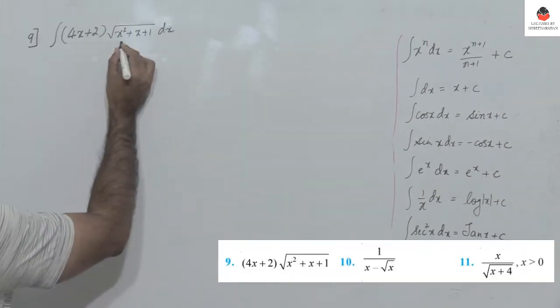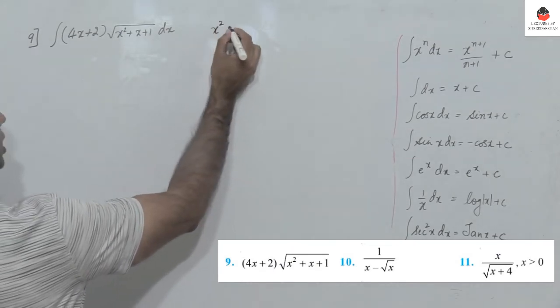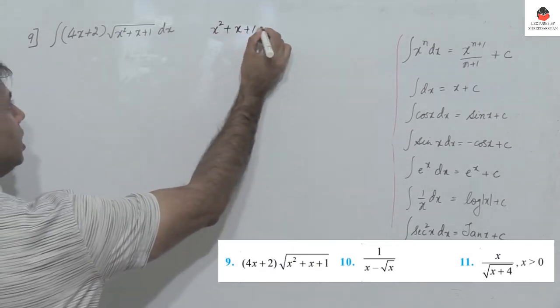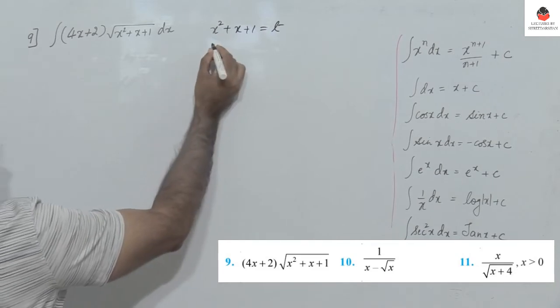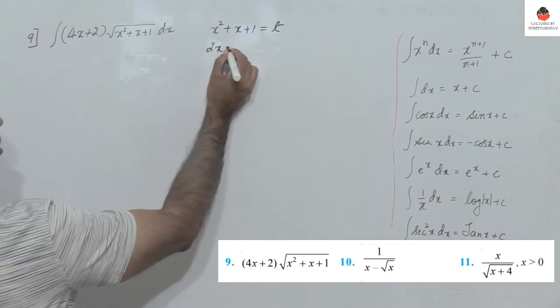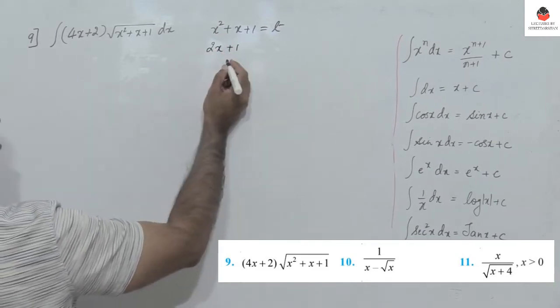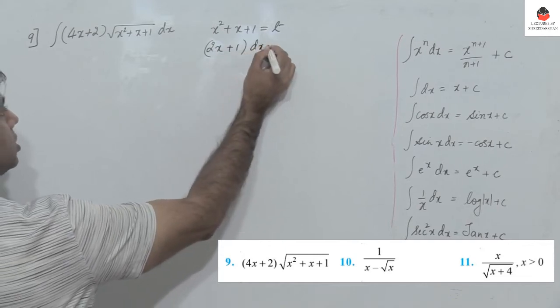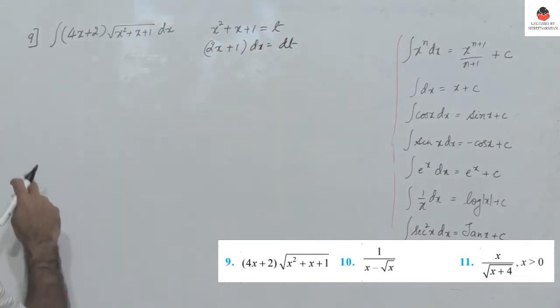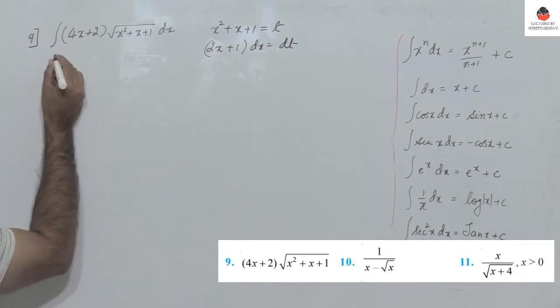So observe, let me make this substitution, that is put x square plus x plus 1 equals t. So you get 2x plus 1 dx equals dt, right? So here from this expression I can take 2 common.